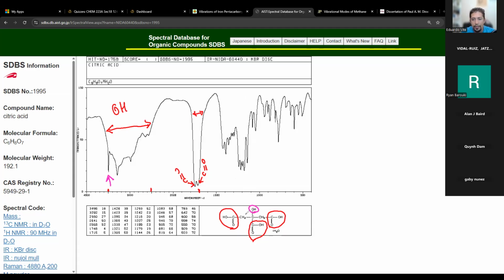That one might be an sp2, but I don't see any sp2 carbon hydrogen stretches here. So all we can claim, even with the structure, with our knowledge that we just learned, is that there is a carboxylic acid in here.